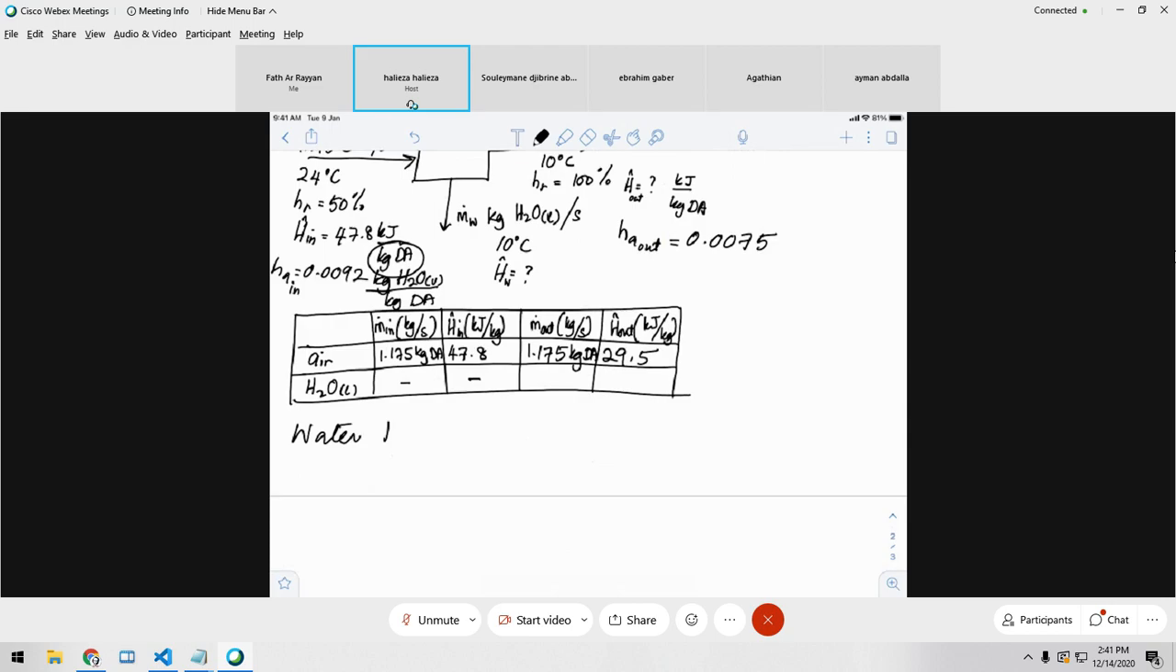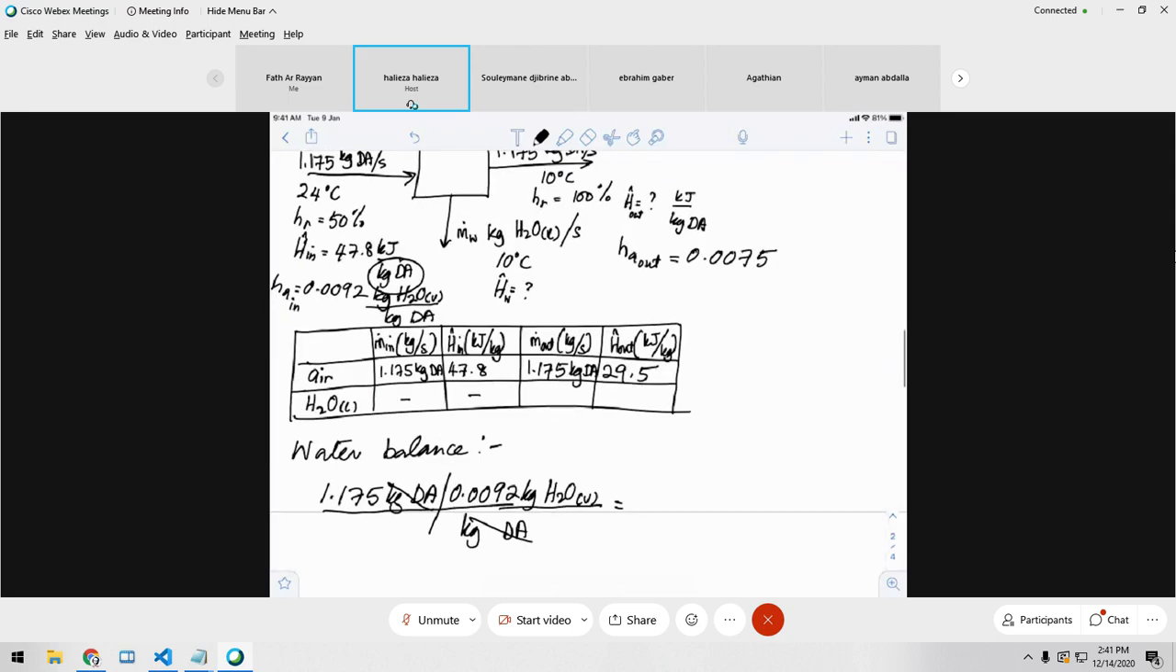Just water. Okay, so we have 1.175 kilogram of dry air coming in. We need to get the amount of water vapor, so we multiply that with your absolute humidity, kilogram of water vapor per kilogram of dry air. So you cancel off the dry air. That equals the amount that is coming out in your air.